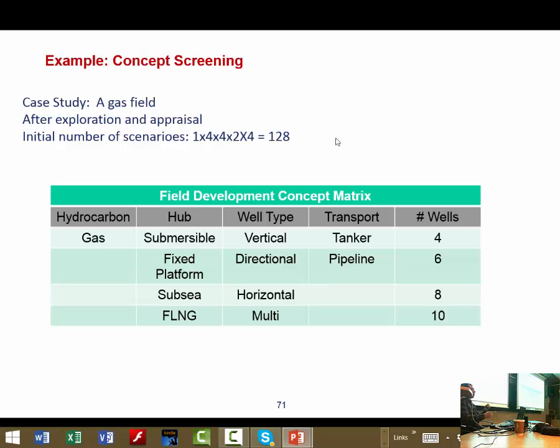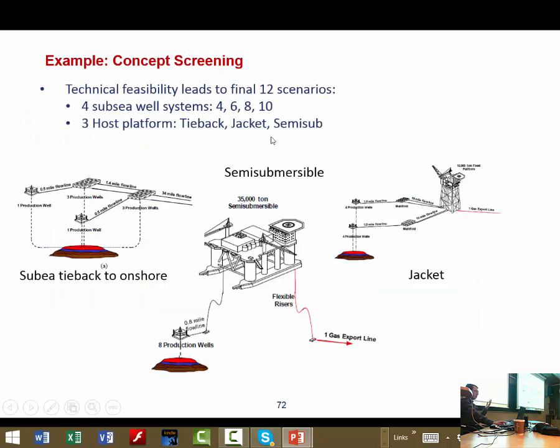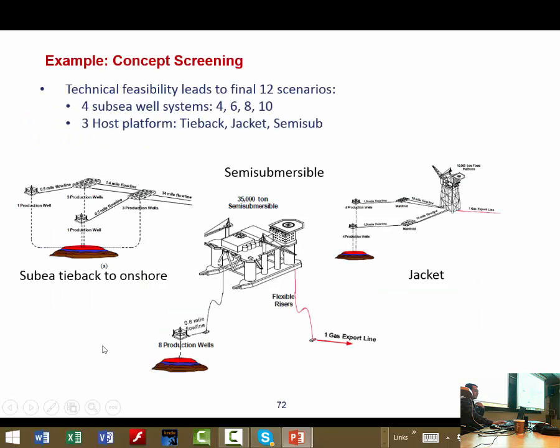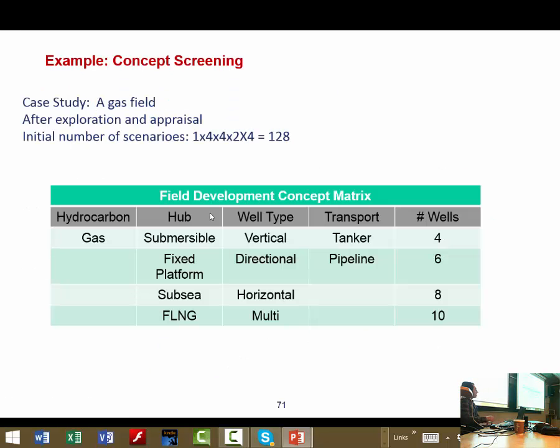But it's difficult to calculate the cost for all of these solutions. So first, you need to make some technical feasibility assessment. After the first stage of technical feasibility, you know that if you have an FLNG system, then there is no meaning to use a pipeline system, because if you have an FLNG system, then you can have an FLNG carrier. But with FLNG, before you liquefy the gas, you have to extract the liquid, so you have condensate, so you have to find a solution, also a pipeline for condensate.